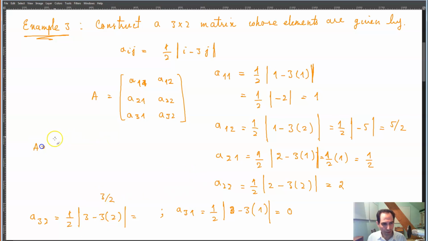And therefore A would be equal to this matrix containing A 1 1, which is 1. A 1 2 would be 5/2. A 2 1 would be 1/2. A 2 2 would be 2. A 3 1 would be 0. And A 3 2 would be 3/2. And that would be your matrix. So 1, 5/2, 1/2, 2, 0, and 3/2. That is your matrix.